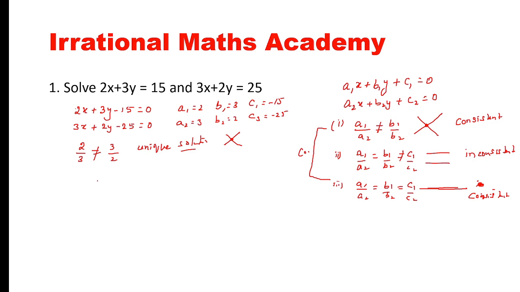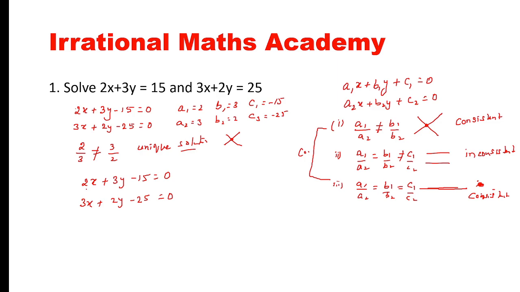Now I can use either substitution or elimination. I'll use elimination. Let me write down the equations again. 2x plus 3y minus 15 equal to 0, and 3x plus 2y minus 25 equal to 0. I can eliminate either x or y. It's your choice, whichever you want to eliminate.